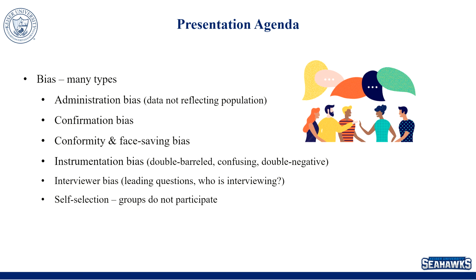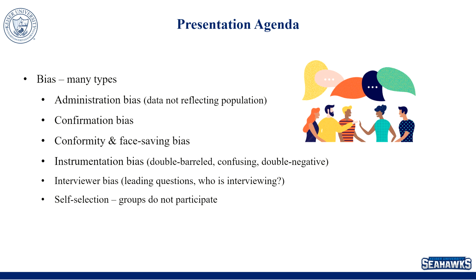Conformity and face-saving bias are two types of bias where the participant may answer not truthfully, but rather to conform with what's socially acceptable. An example that was previously provided is a certain group that's popular in society. Even though people may disagree with it, they feel compelled to answer an item that yes, they support the group because it's socially acceptable. So they're conforming to what's socially acceptable and not answering that item truthfully.